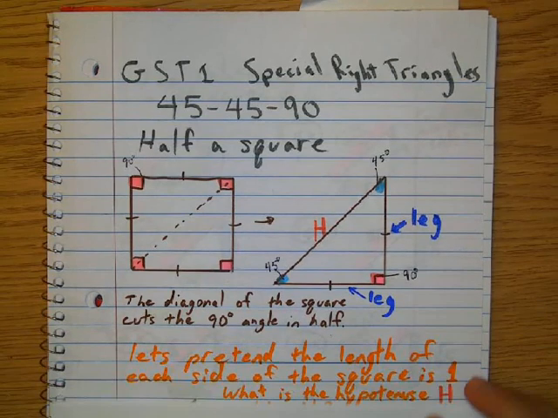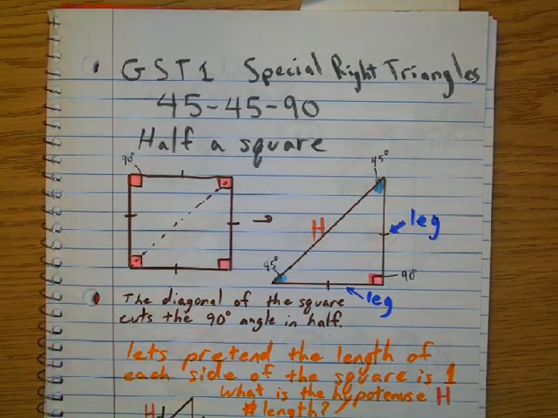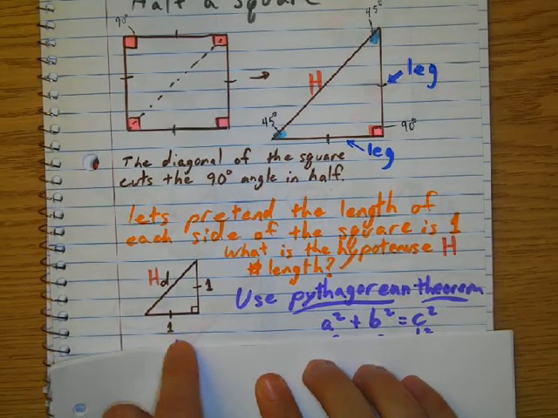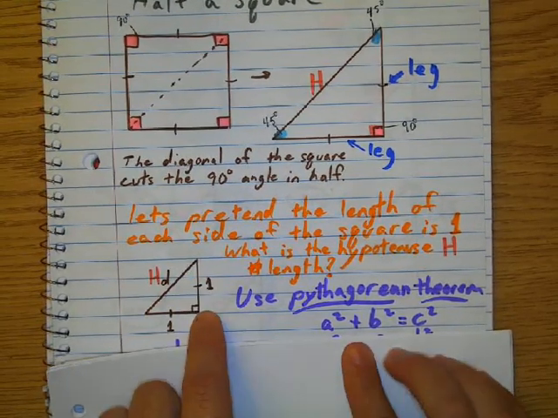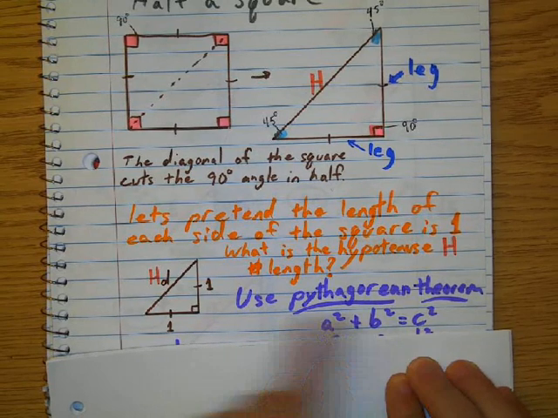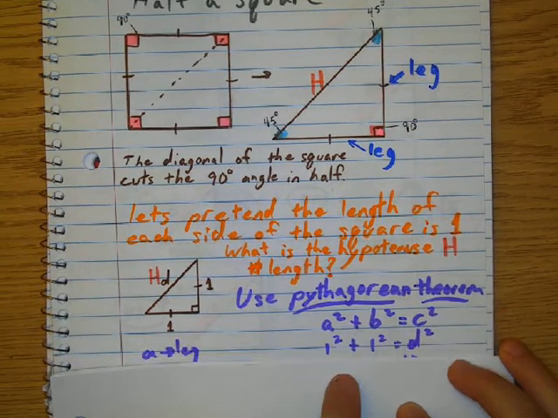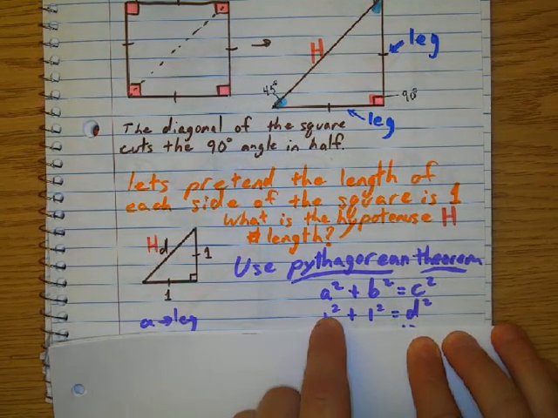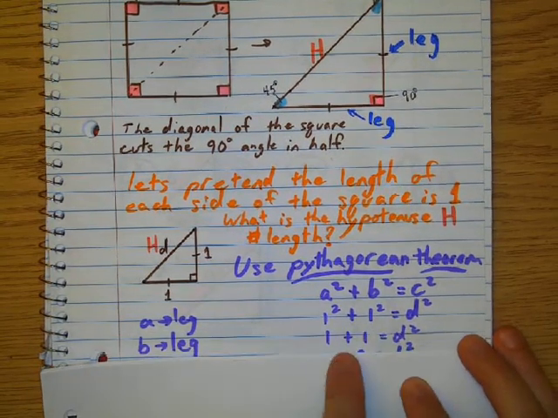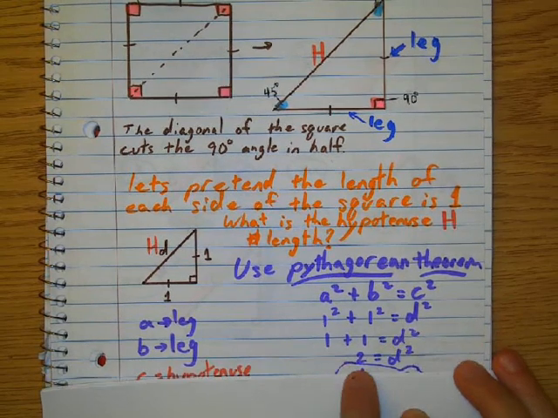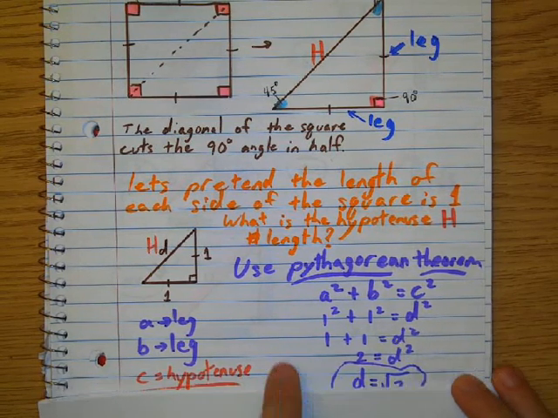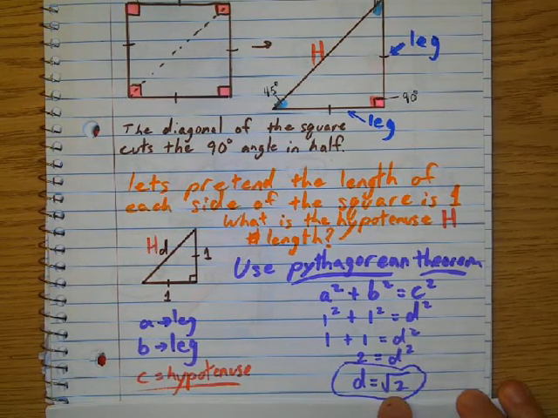So let's pretend that we don't know the length of h. So we're going to use the Pythagorean Theorem. We know this side is 1, this side is 1. a squared plus b squared equals c squared. So 1 squared plus 1 squared is going to give me the hypotenuse squared. Well, 1 squared is 1, and 1 squared is 1. So I've got 1 plus 1, which is going to give me 2. So 2 equals this length squared. So to find out this length, we take the square root of 2 on both sides, and you get the square root of 2.